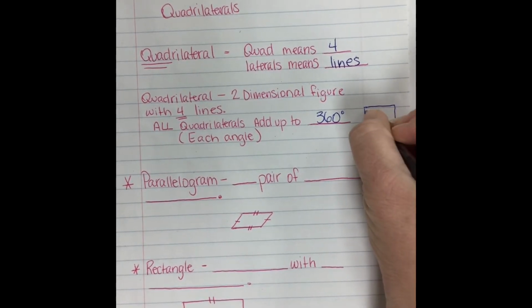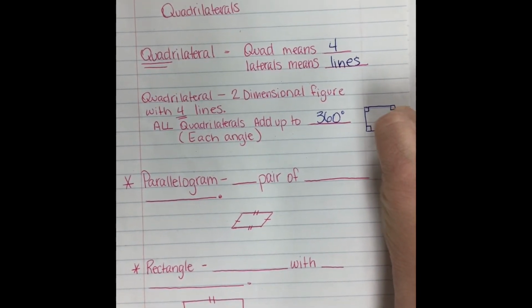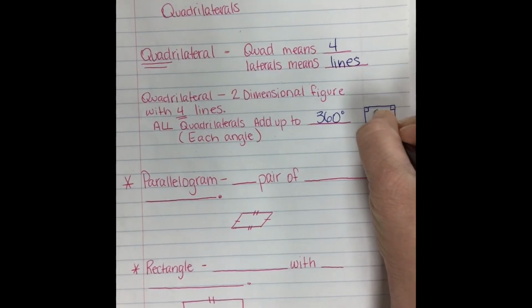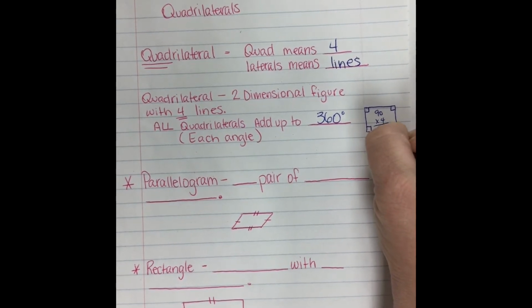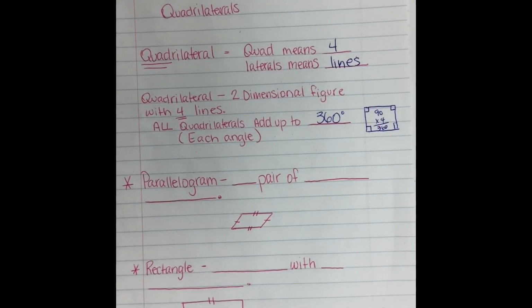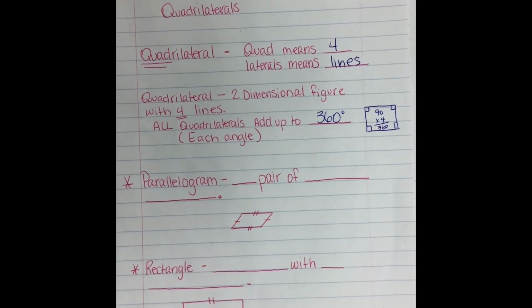If this is a right angle and this is a right angle, right angle, right angle, each one of these equals 90. And 90 times 4 is 360, okay? So all four angles will always add up to 360 degrees. No matter what the shape is of the quadrilateral, all four angles should add up to 360 degrees, okay?